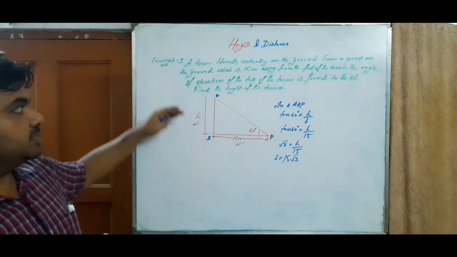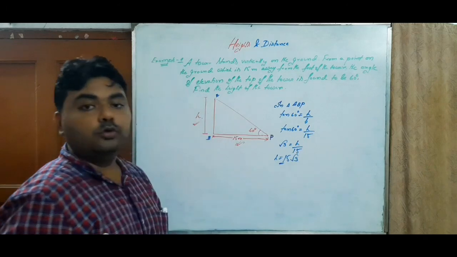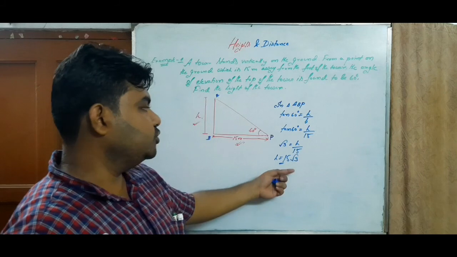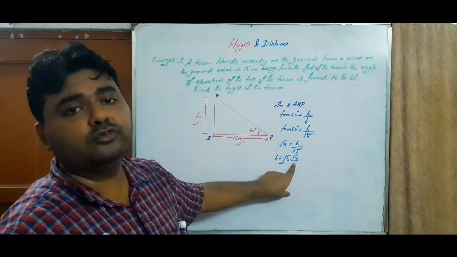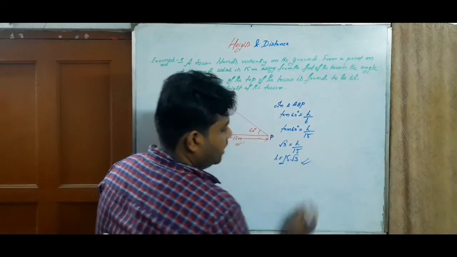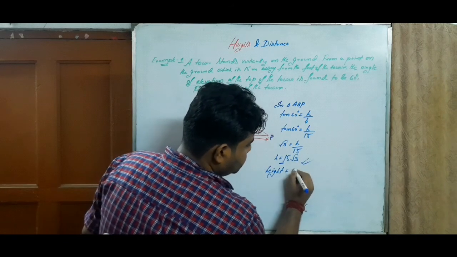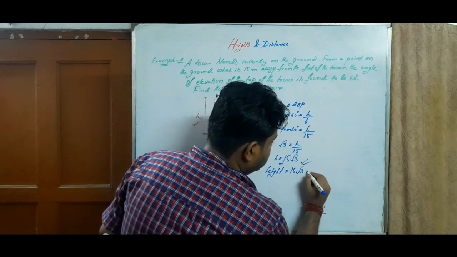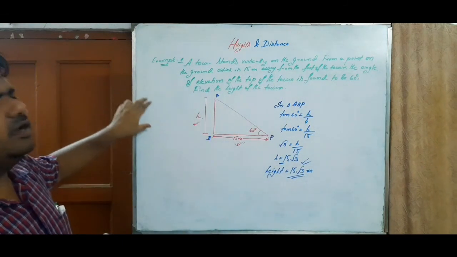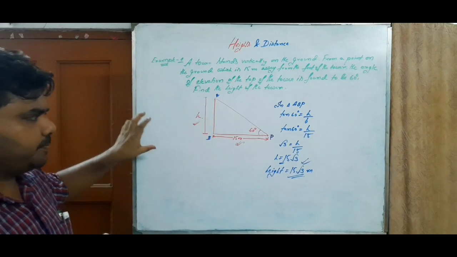If the sum requires that we find the value correct to 3 decimal places or 2 decimal places, then we should put the value of root 3, that is 1.732, and if it's not required, we will leave the answer as it is. That is, the height equals 15 root 3 meters. So this is a fundamental and the easiest example of heights and distances.